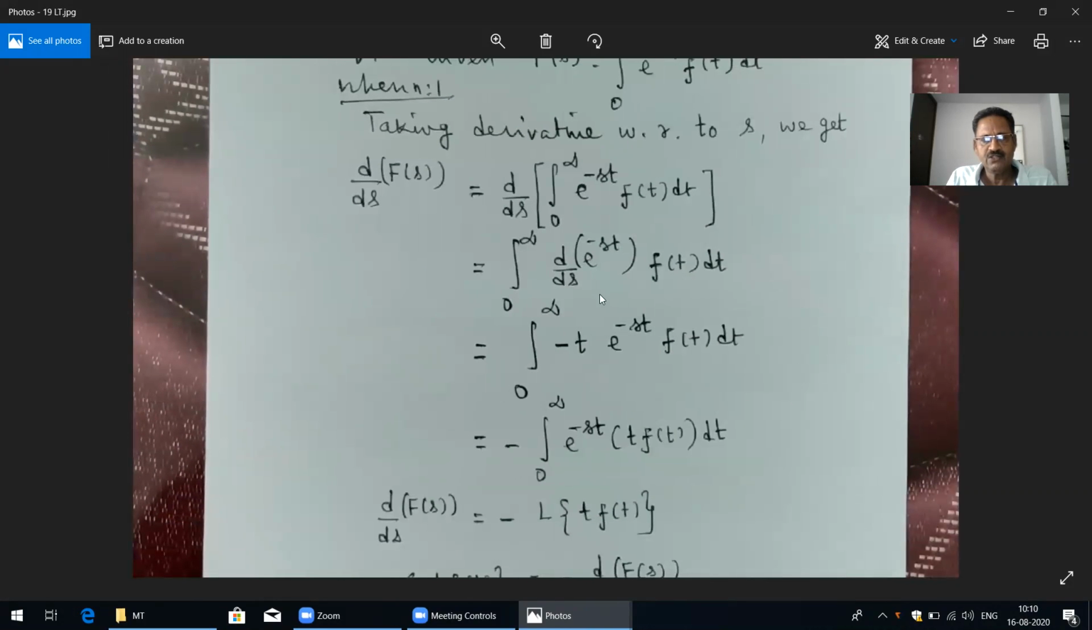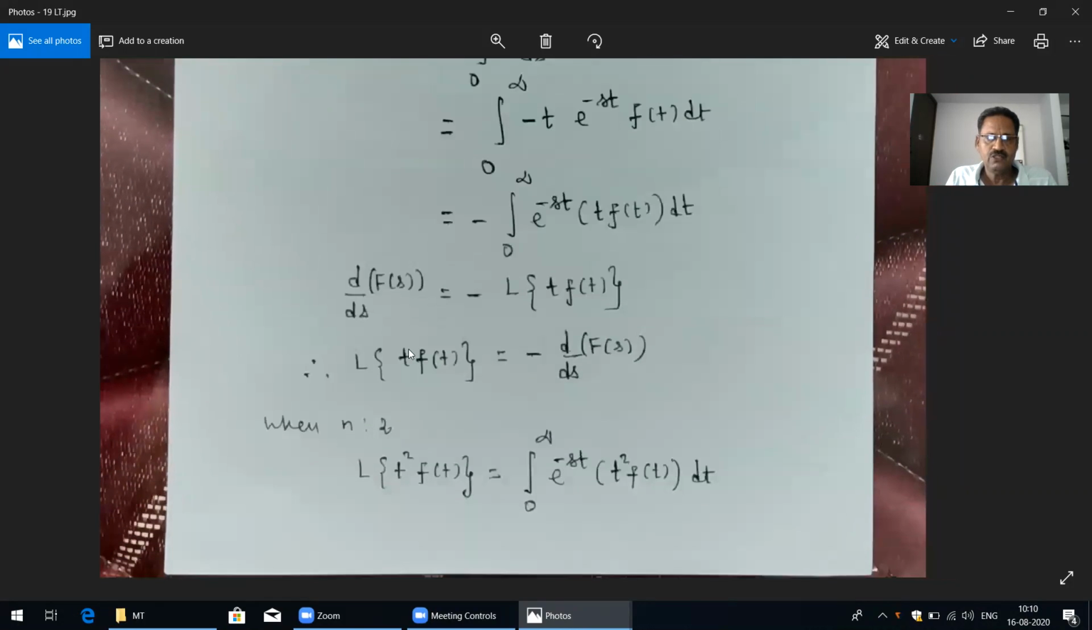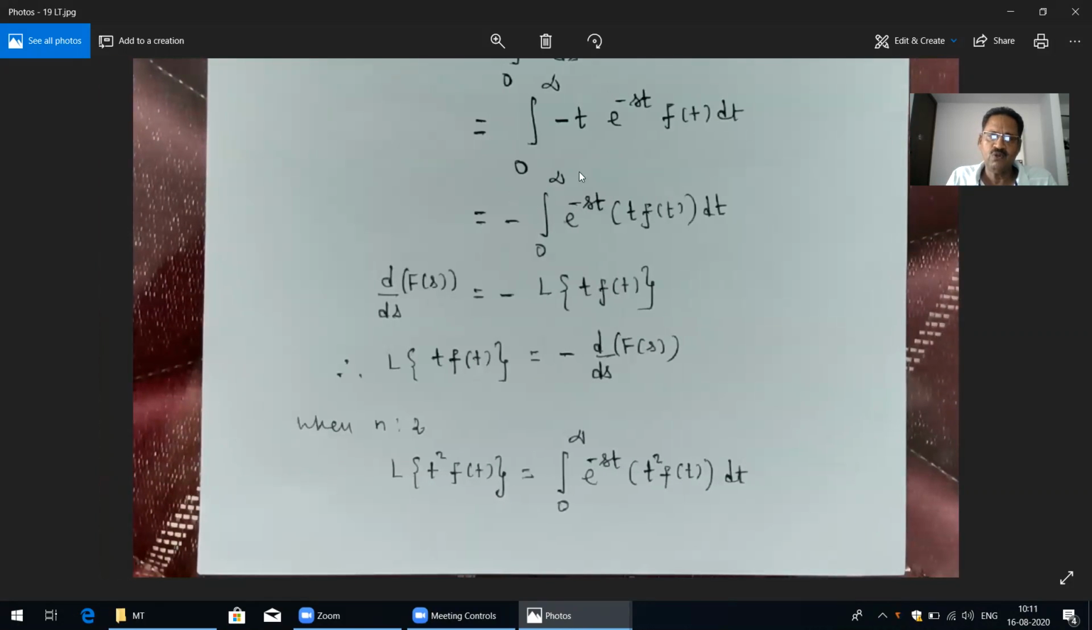Clear? We just take the derivative of e power minus st with respect to s, which gives negative t, into f of t dt here. Then take the negative outside, with e power minus st, t combined with f of t, into dt. So we get negative the integral from 0 to infinity of e power minus st times t times f of t dt. And this one we already know is the integral from 0 to infinity of e power minus st t f of t dt.